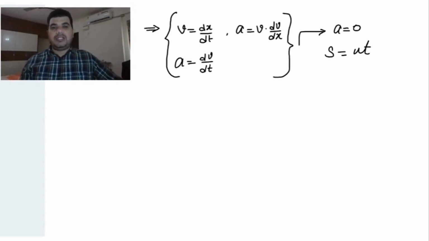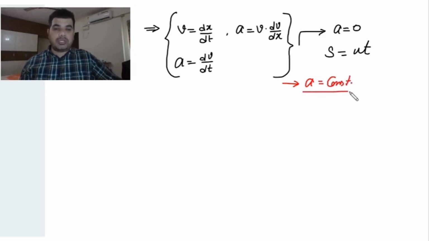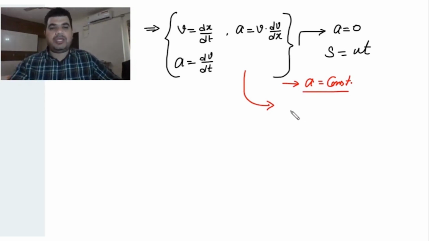Now another condition: if the acceleration given is constant, then these equations can be simplified into an easy form. These easy forms are v is equal to u plus at, where v is velocity, u is initial velocity, t is time, and a is obviously acceleration, and s is equal to ut plus half at square.